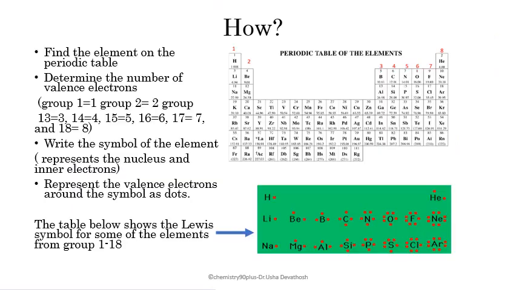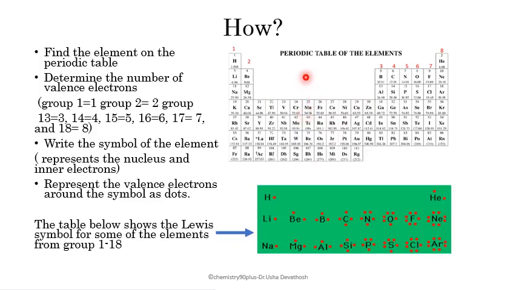Let's see how to draw the Lewis symbols. So these are the steps we follow for the Lewis symbols. First, find the element on the periodic table. So you need a periodic table ready in front of you, and then determine the number of valence electrons. Here I am going to give you the shortcut. Group 1, you will have one valence electron, mark it in your periodic table, and group 2, two valence electrons, and we are skipping the transition metals here. It will have different valence electrons for some of the elements.